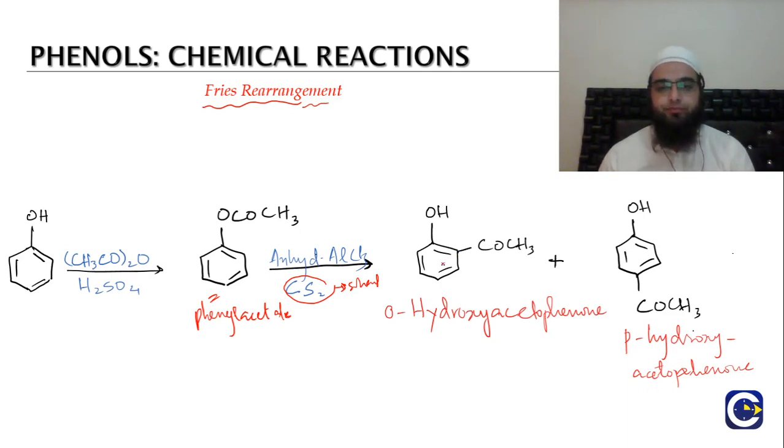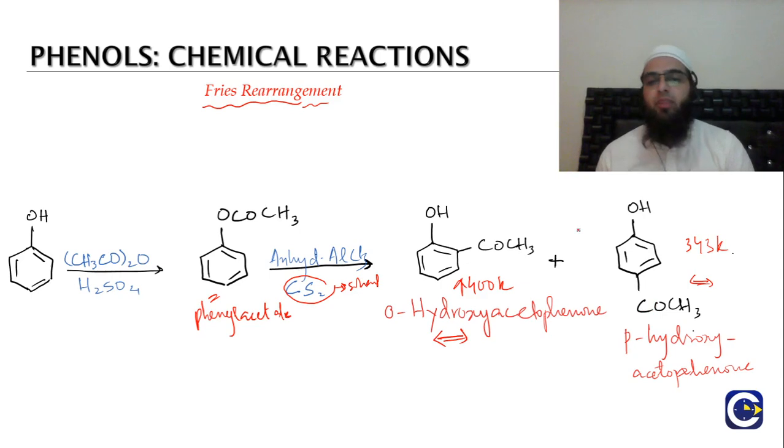Or we can also call them 2-hydroxyacetophenone and 4-hydroxyacetophenone. If we do the reaction at higher temperature, more than 400 Kelvin, the ortho product is the major product, and at lower temperature, around 343 Kelvin, we get the para product. So this reaction is thermally controlled.